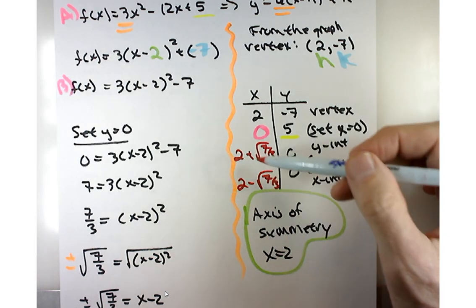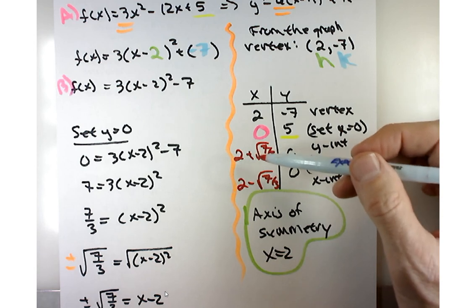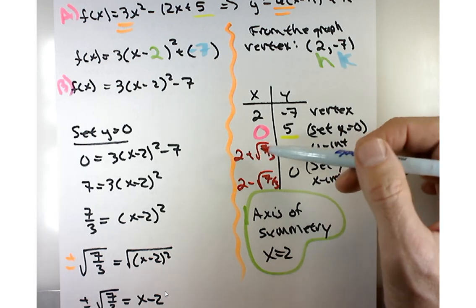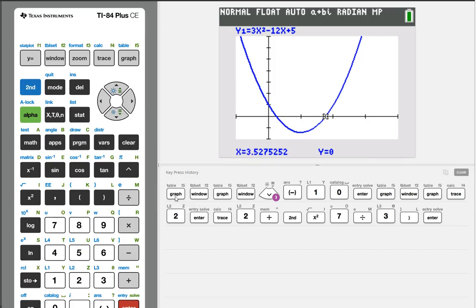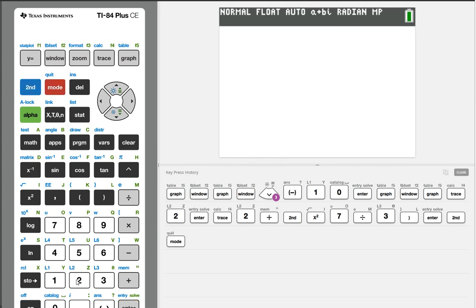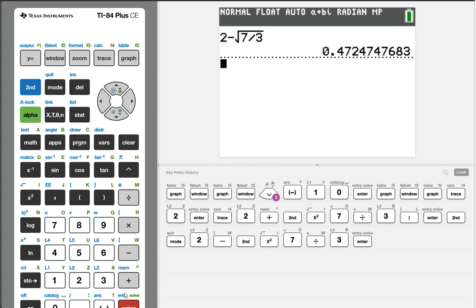Now, if you're graphing this by hand, maybe you want to figure out what that is numerically, to get an approximate value. That's no more difficult than just typing it into your calculator like I did here. And here's one of them, 3.53, we'll call it. And then you can get the other one as well. You can do 2 minus the square root of 7 divided by 3, about 0.47.